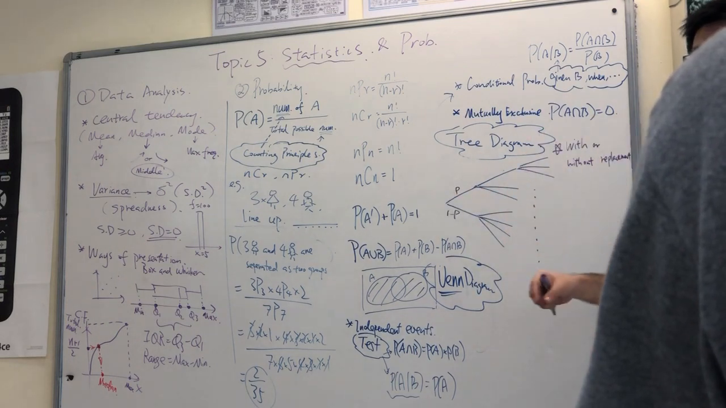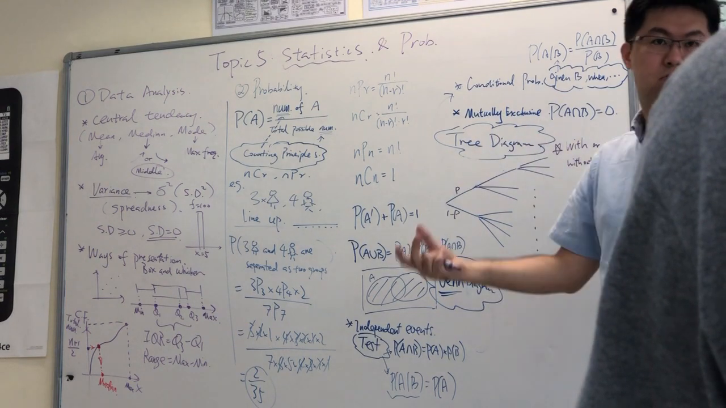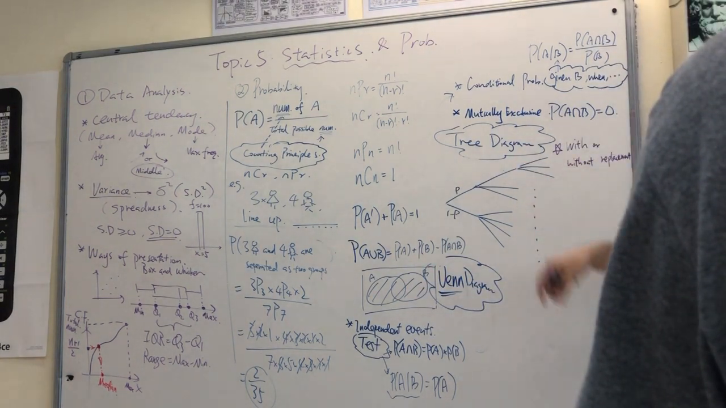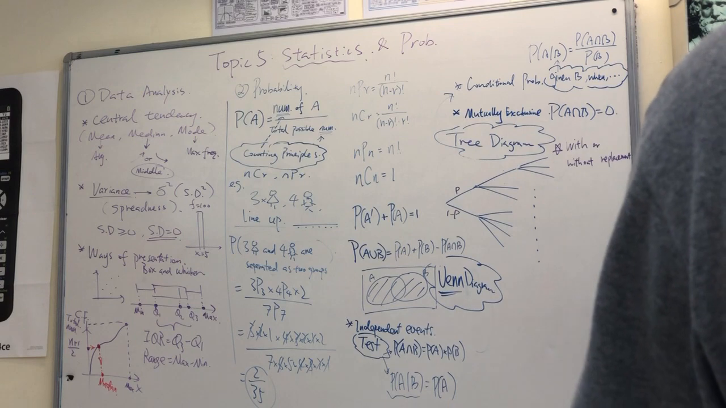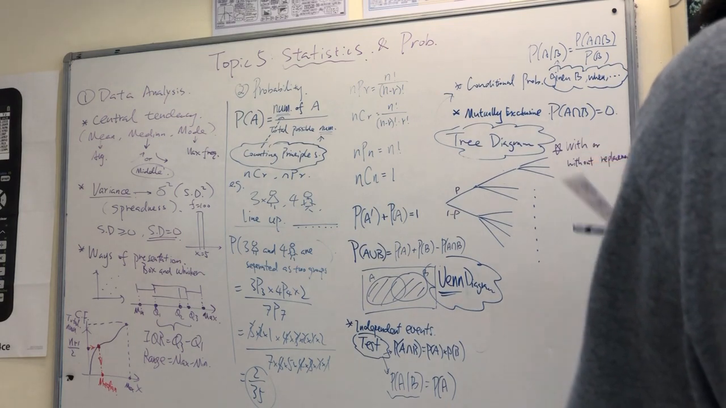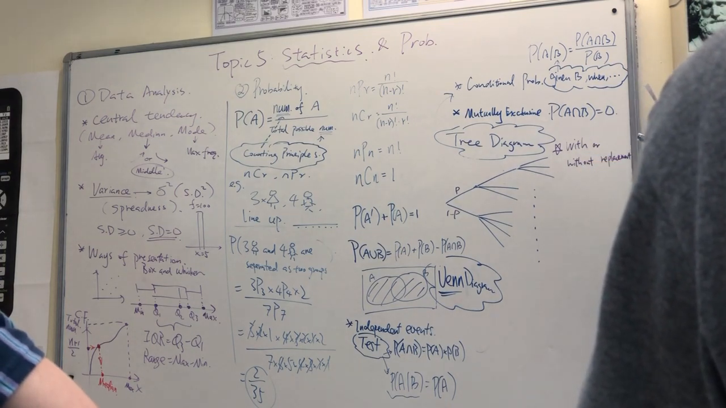If it's with replacement, let's say when you draw a bubble from the box and you put it back, that means at every step the denominator should have the same value. Okay? So pay attention to with or without replacement. All right, that's about the probability.